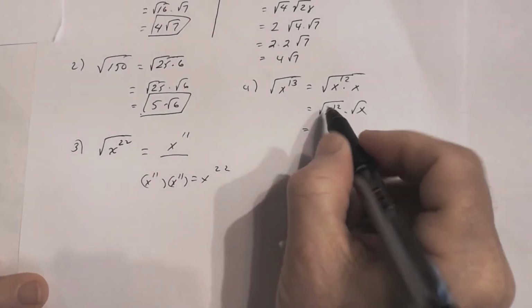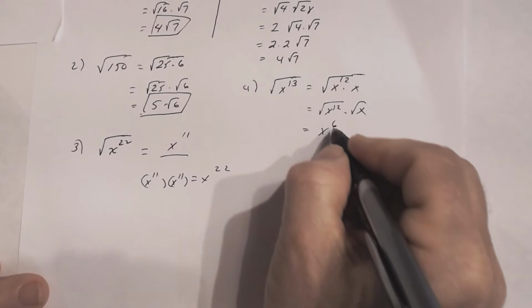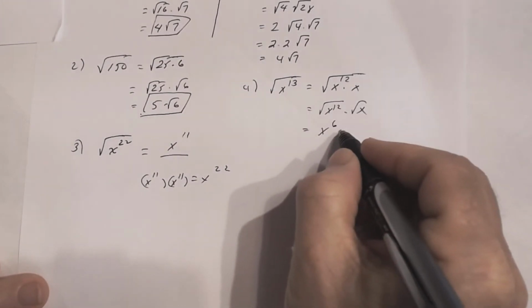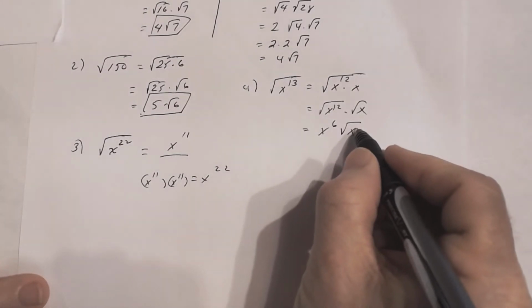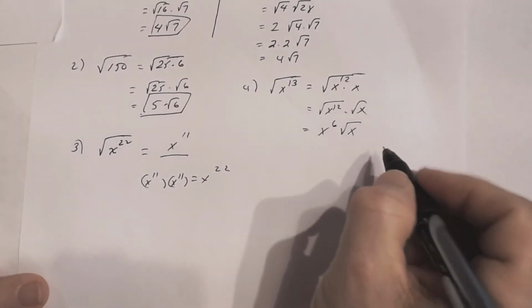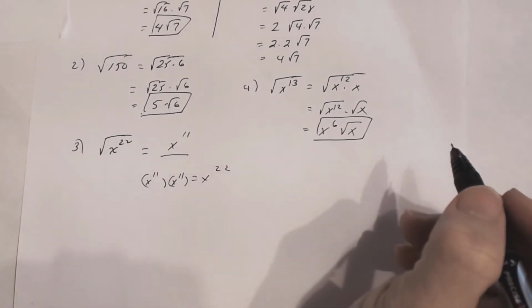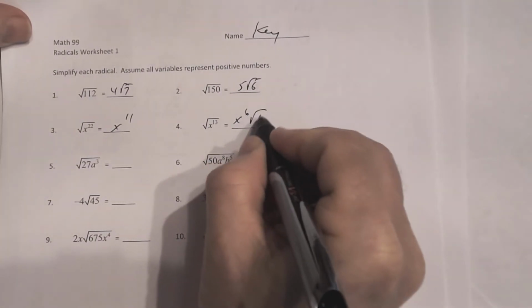And so the square root of x to the 12th, just like we did here, 2 into 12 is 6. I get x to the 6. And it makes sense because x to the 6 times itself is x to the 12th. And then times the square root of x. Now remember, this cannot be simplified because the exponent, which is 1, is less than the index. So that's the answer to number 4. So we get x to the 6 times the square root of x.